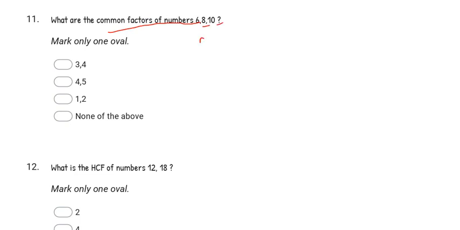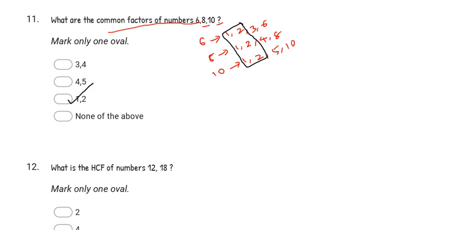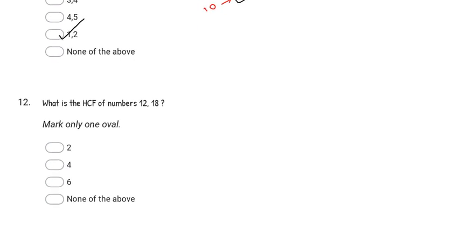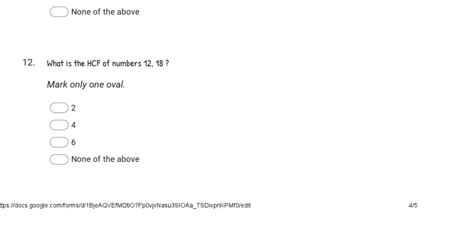So first write the factors of 6: 1, 2, 3, 6. For 8: 1, 2, 4, 8. Next for 10: 1, 2, 5, 10. Which is the common? The common is 1 and 2. So 1 and 2 is the correct answer. Clear? And next, what is the HCF of numbers 12 and 18?